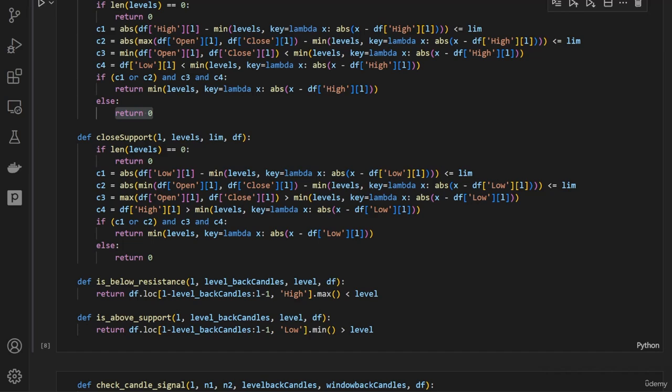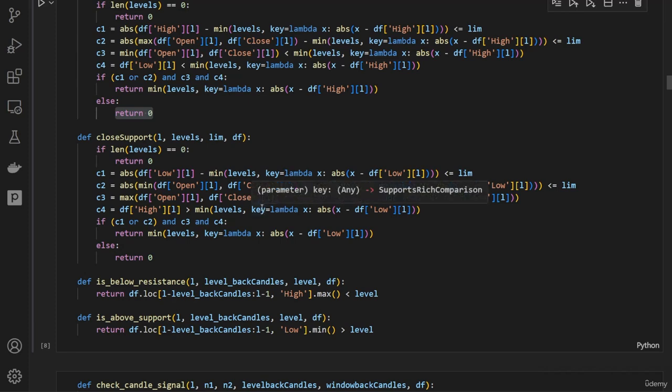The function then assesses 4 conditions, from 1 to 4, based on the low, open, close, and high prices at the given index L for the current candle. Condition 1 will check if the absolute difference between the low price and the nearest support level is within the specified limit. So the body of the candle is close enough, within the threshold, to any support level.